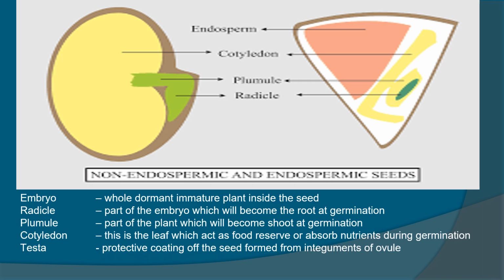Embryo, the whole dormant immature plant inside the seed. Radicle, part of the embryo which will become the root at germination. Plumule, part of the plant which will become the shoot at germination. Cotyledon, the leaf which acts as food reserve or absorbs nutrients during germination. Testa, the protective coating of the seed formed from the integuments of the ovule.